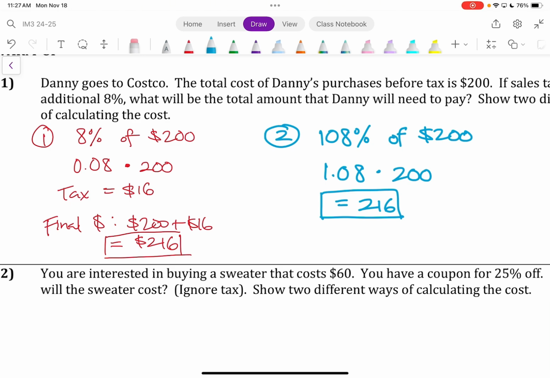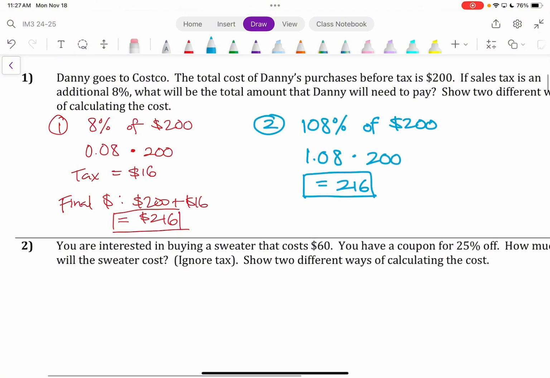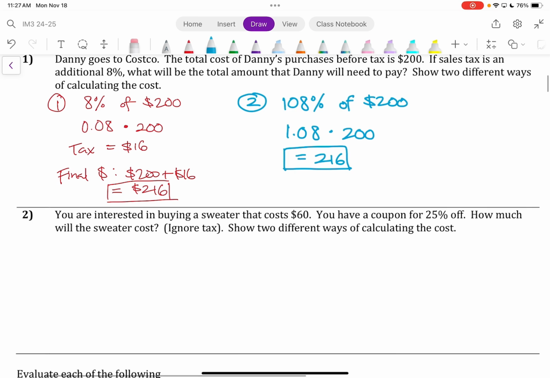Second problem, you're interested in buying a sweater that costs $60. You have a coupon for 25% off. How much will this sweater cost? Once again, there are two different ways of showing this. The first method is the long way, but it's probably the easy one. That would involve figuring out what the discount is and then subtracting it from the original amount. So that would be kind of like a two-step approach.